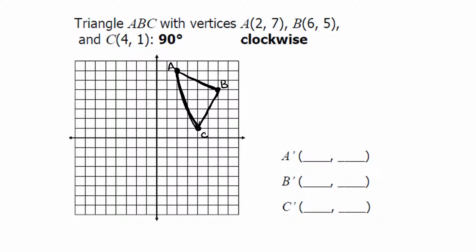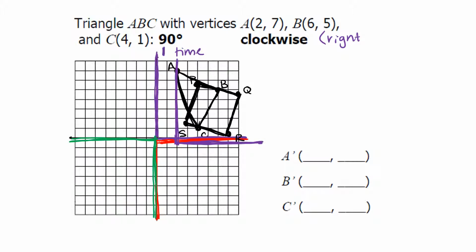For this problem, we have triangle ABC with vertices A at 2, 7, B at 6, 5, and C at 4, 1. And we're going to go 90 degrees clockwise. So remember, clockwise is to the right. We're going 90 degrees, which is one time. And so I'm going to count the quadrants. When I say the word quadrants, I mean this big square going from the x-axis and the y-axis. So this purple one that I've blocked out here is our starting quadrant. And so we can go and count to one of these other quadrants, going the direction and the number of times it specifies.